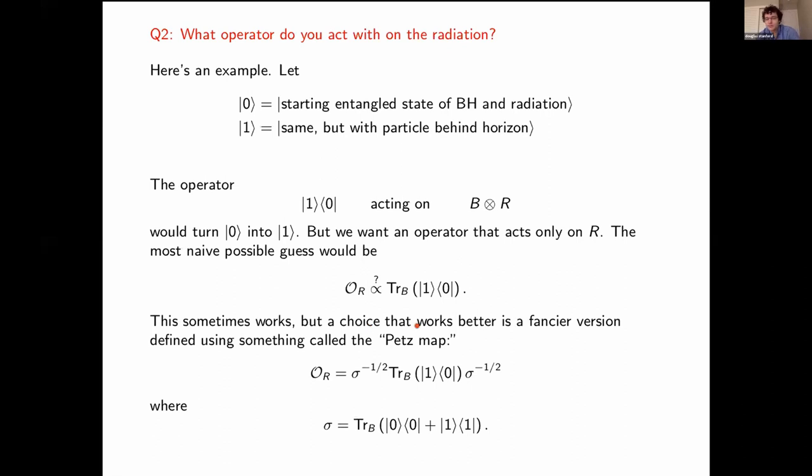But a choice of operator that works better, more generally, is a sort of fancier version of this, defined using this tool called the PETS map. And for details on that, I'll refer you to the paper I cited a couple slides ago. But for this particular case, what it works out to is the following. We take the ridiculously naive operator that we had written down before, and then we multiply it both on the left and the right by this operator sigma to the minus 1/2, where sigma is a similar trace over the black hole of the projector onto both of the states that we're interested in. Okay, so that's the operator that we're supposed to act with on the radiation.